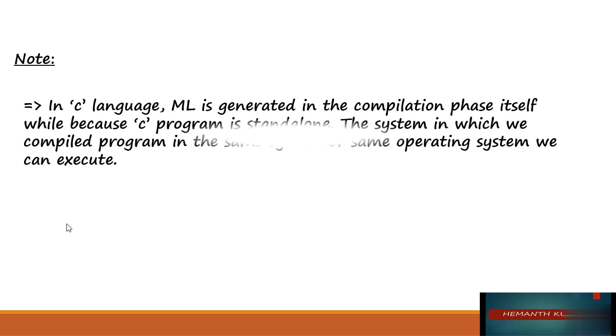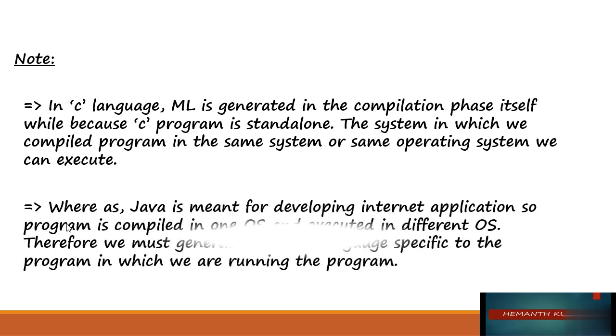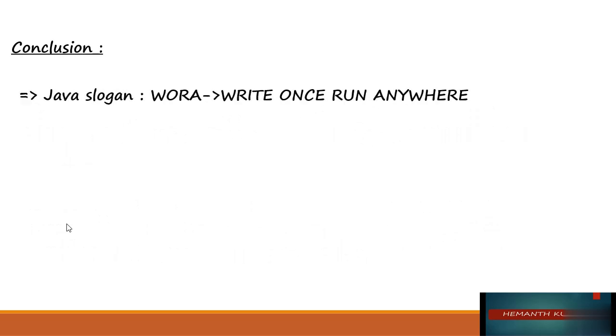Note: in C language, machine language is generated in the compilation phase itself. Because a C program is standalone, the system in which we compiled the program, in the same system or same operating system, we can execute. Whereas Java is meant for developing internet applications, so a program is compiled in one OS and executed in different operating systems. Therefore, we must generate machine language specific to the system in which we are running the program. Conclusion: Java slogan: WORA. WORA is nothing but write once, run anywhere.